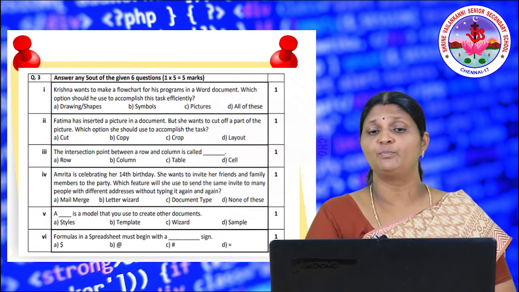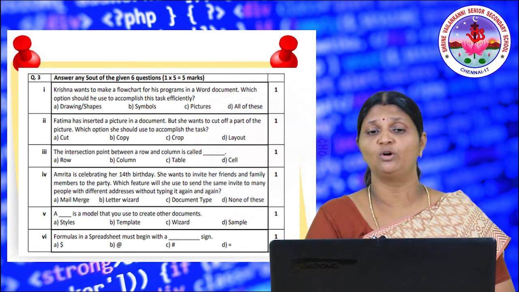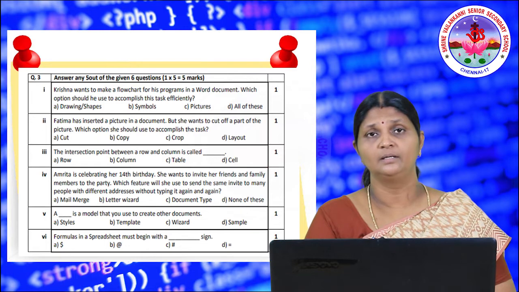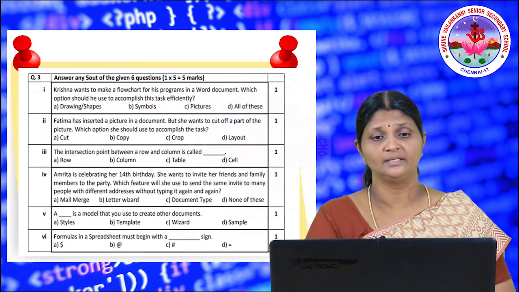The intersection point between a row and a column, what do we call it? Row, column, table, cell. Yes, it is a cell.